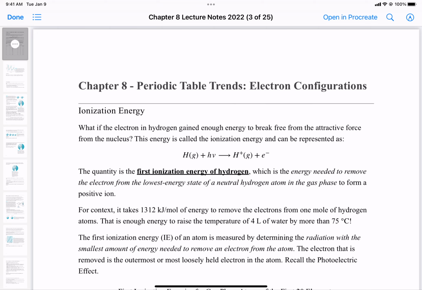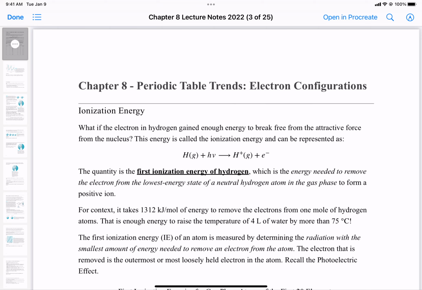So usually this is the energy needed to remove the electron from the lowest energy state of a neutral hydrogen atom in the gas phase to form a positive ion. Okay, so we'll talk about another trend that's kind of the opposite or the reverse of ionization energy, or the energy associated when an atom gains an electron. So they're closely related. Okay.